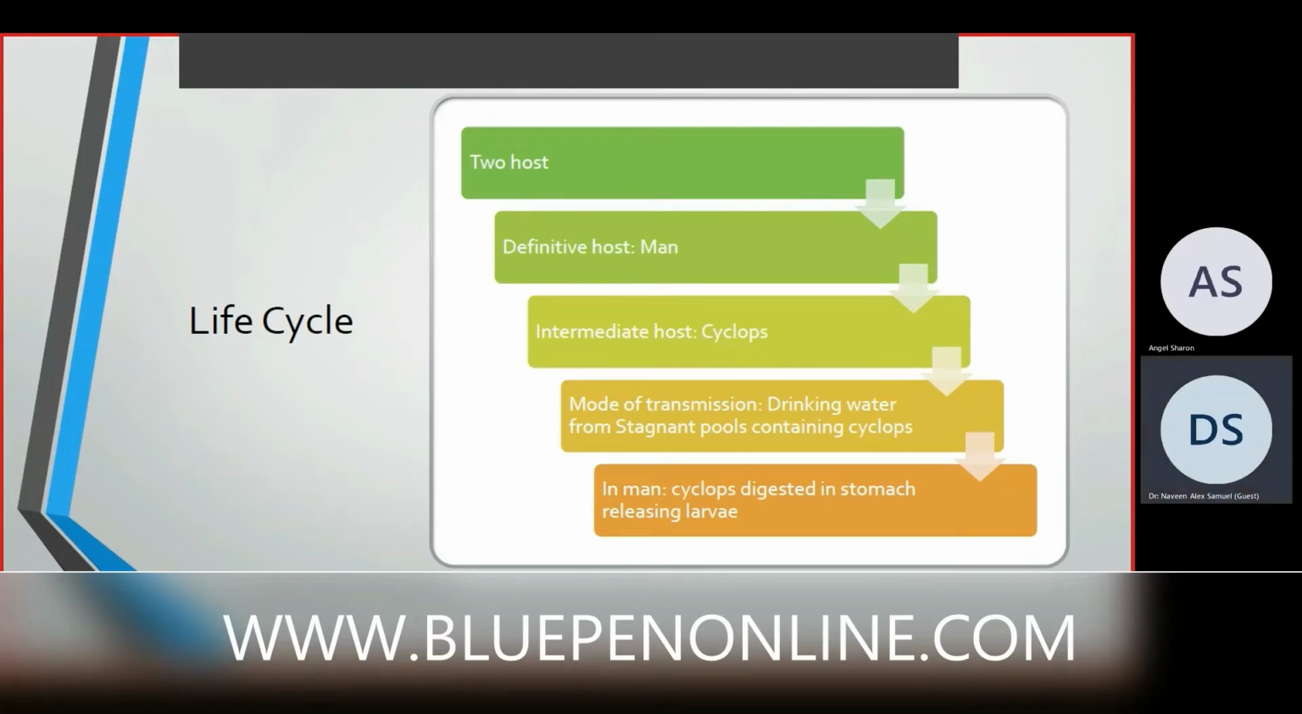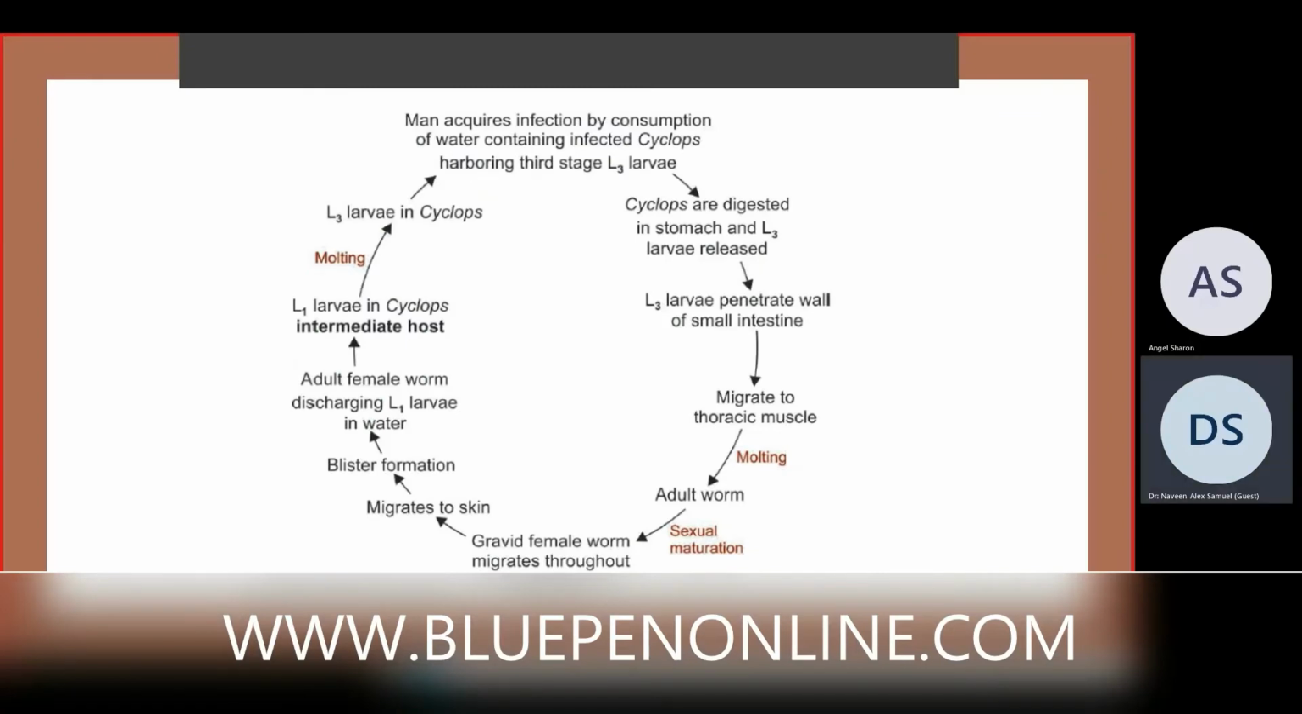In man, the cyclops is digested in the stomach, releasing the larva. So this is the life cycle of guinea worm, dracunculiasis. Man acquires infection by consumption of water containing infected cyclops, harboring the third stage larva. Cyclops are digested in the stomach, and the L3 larva, the third stage larva, is released. The larva penetrates the small intestine and migrates to the thoracic muscles. Molting occurs there and it forms the adult worm. After sexual maturation, it forms a gravid female worm which migrates throughout the body.